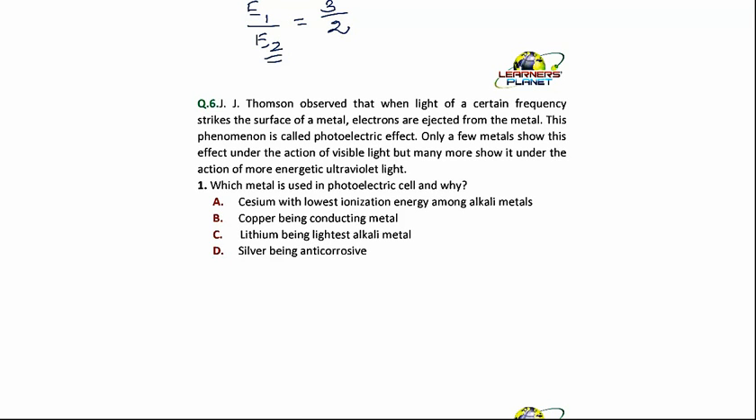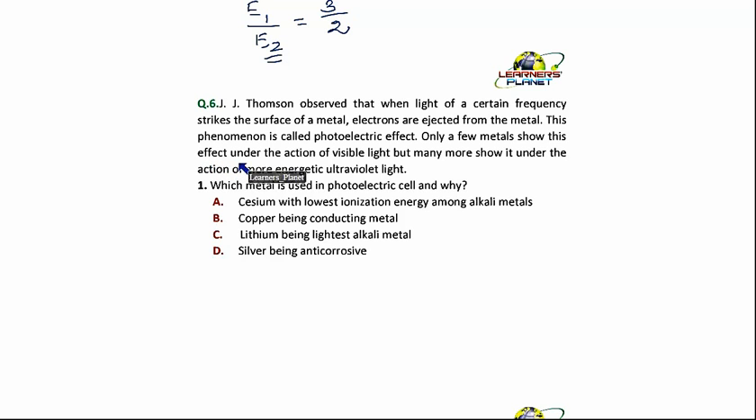Students, this is an IIT pattern of question. That is, in your IITs you get some passages, and you need to answer the questions based on that. J.J. Thomson observed that when light of a certain frequency strikes the surface of a metal, electrons are ejected from the metal. This phenomenon is called the photoelectric effect. This proves the particle nature of light.